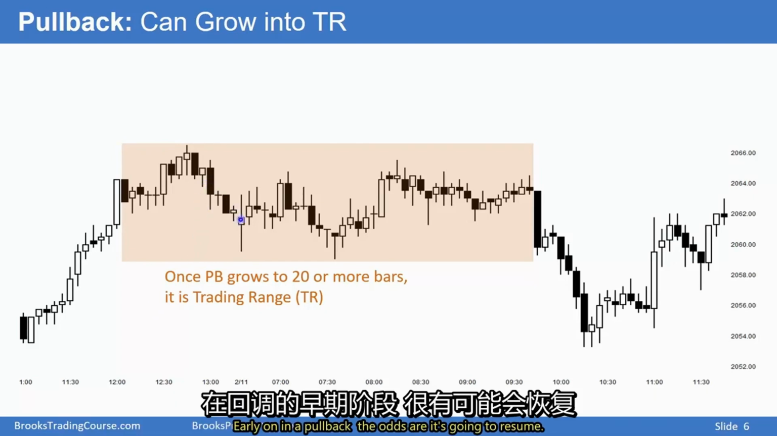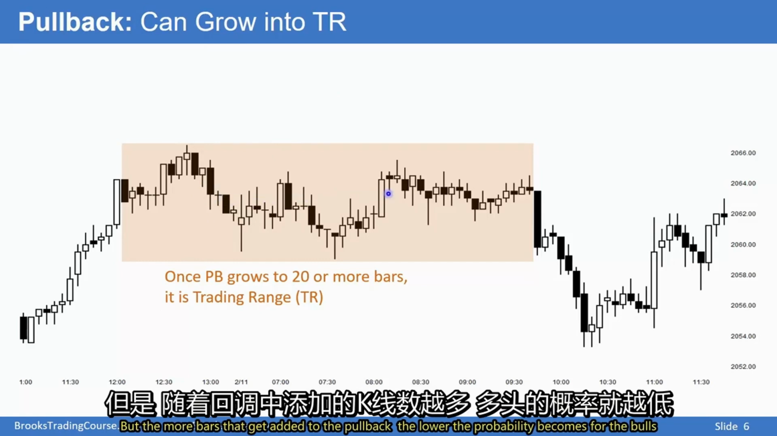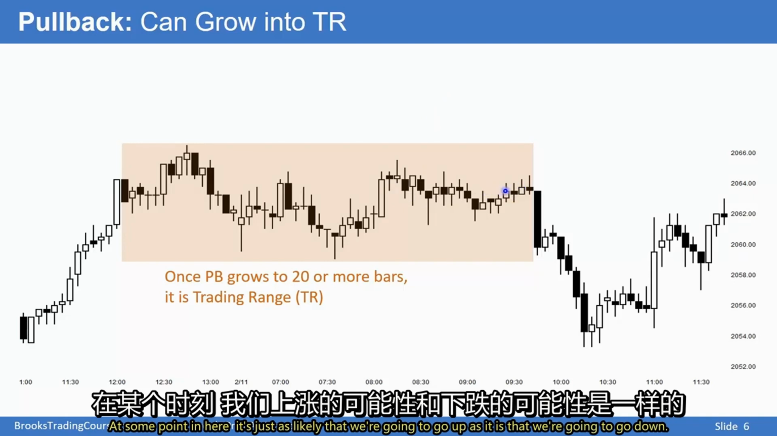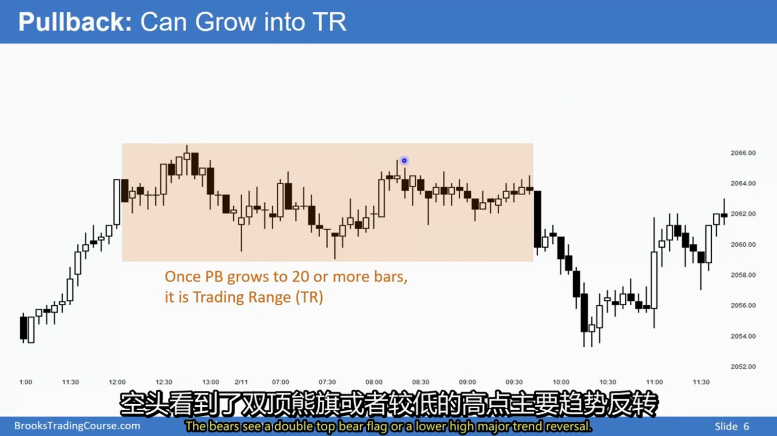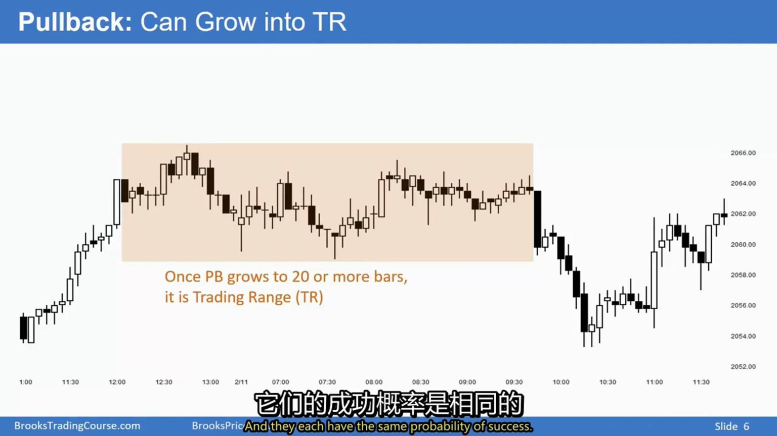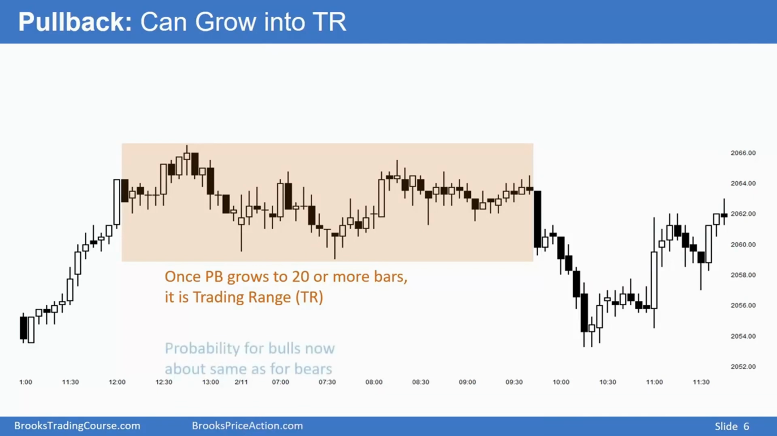Early on in a pullback, the odds are it's going to resume. But the more bars that get added to the pullback, the lower the probability becomes for the bulls and the higher it becomes for the bears. And at some point, it's equal. At some point in here, it's just as likely that we're going to go up as it is that we're going to go down. The bears see a double top bear flag or a lower high major trend reversal. The bulls see a high 2 buy or a double bottom bull flag, and they each have the same probability of success.